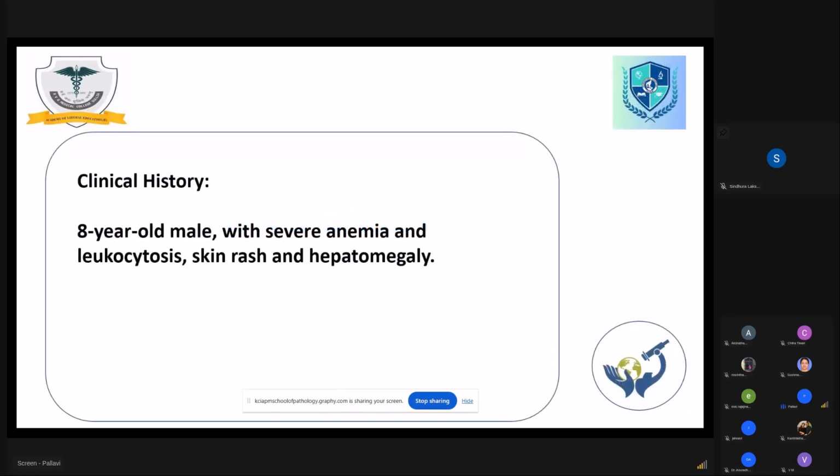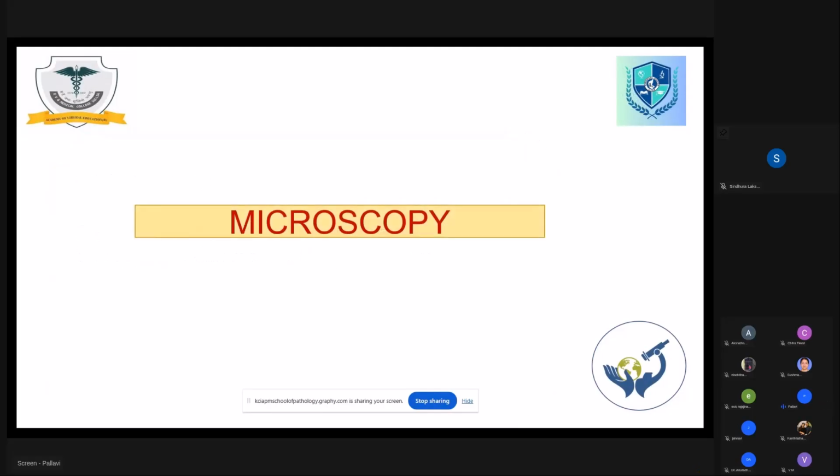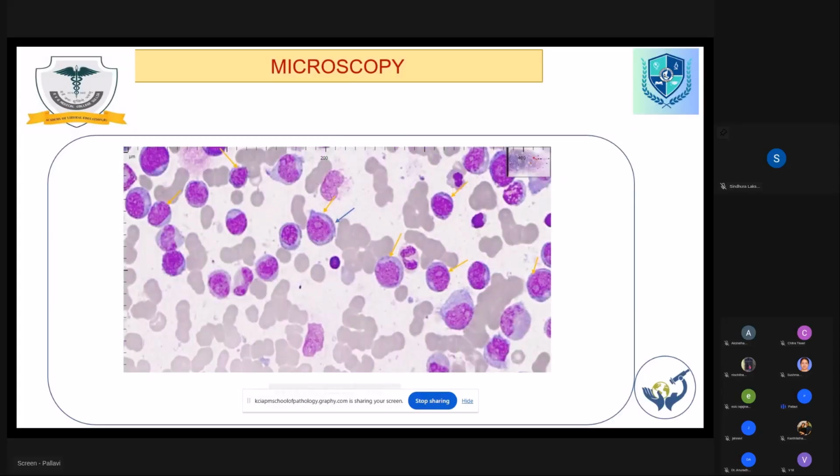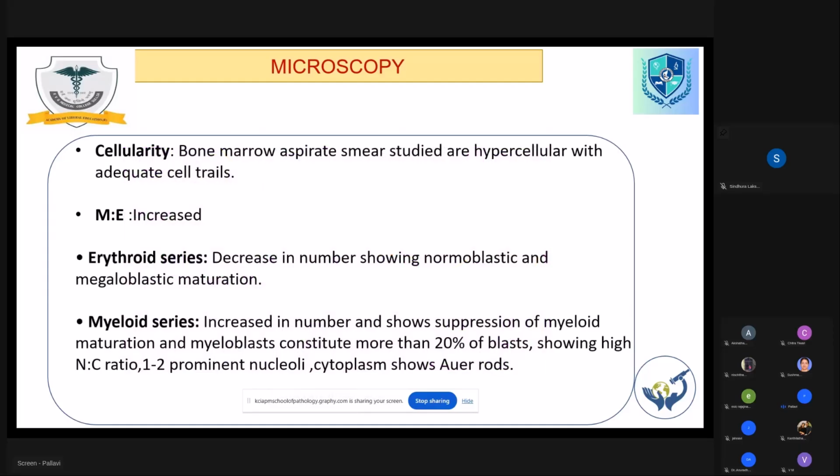The history given to us was an 8-year-old male with severe anemia and leukocytosis; skin rash and hepatomegaly were present. Going further for microscopy, we received a bone marrow aspirate slide. It was hypercellular, and we can see many blast cells were present, with a few of the blasts having Auer rods. Coming to interpretation, cellularity: the bone marrow aspirate smears studied were hypercellular with adequate cell trails.